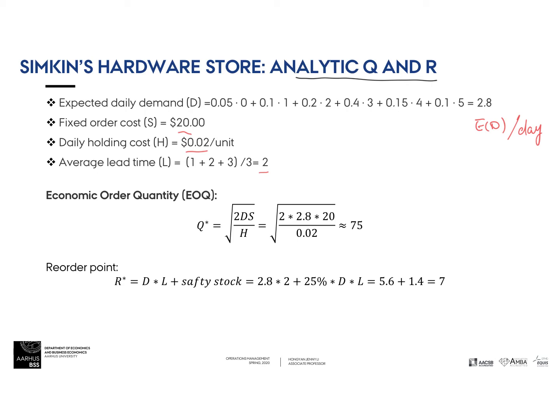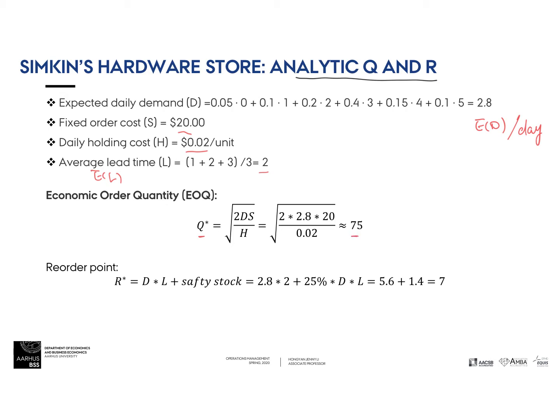So you have the 3 possibilities with equal probability, then of course you can calculate the average lead time is 2 days, or we can also say this is the expected lead time. If we use all these expected values to calculate the economic order quantity, we can do the calculation based on the EOQ formula. The EOQ formula gives you the optimal expected order quantity, which is 75 units.